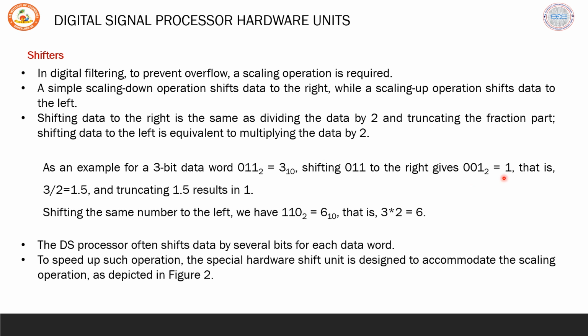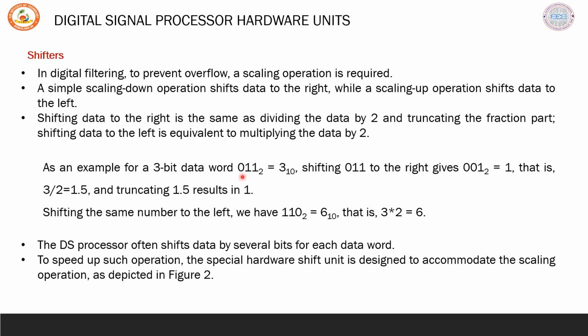Now this answer can be verified as 3 divided by 2, because we are shifting to the right by 1 unit, so we are dividing by 2. 3 by 2 is 1.5, but we don't get the exact answer. We get the truncated result of 1.5, and the result is 1. So although I'm expecting the answer to be 1.5, the answer we get after truncation is 1.